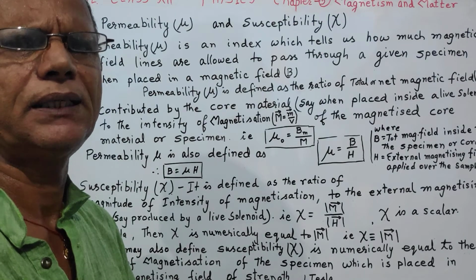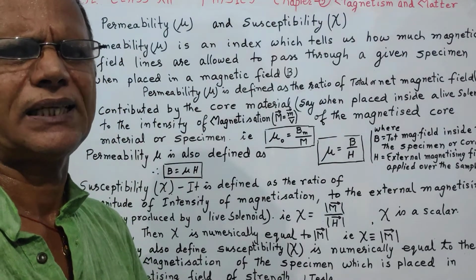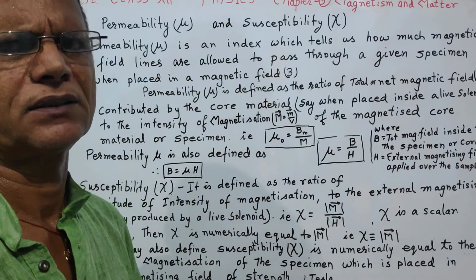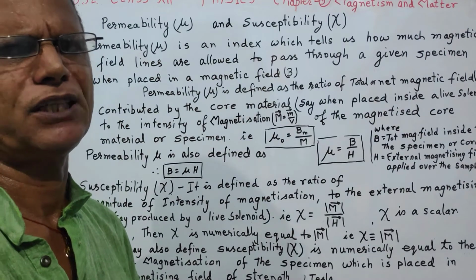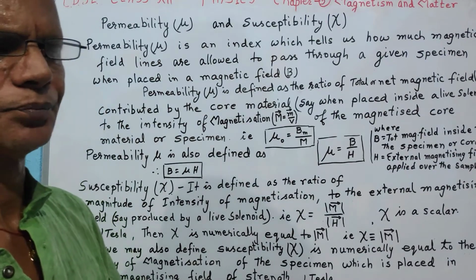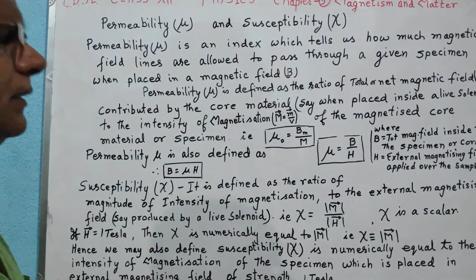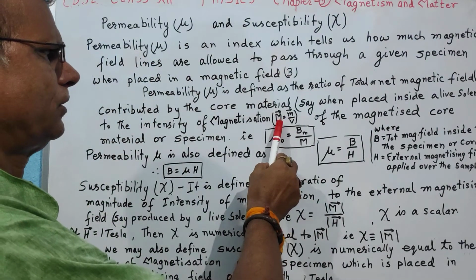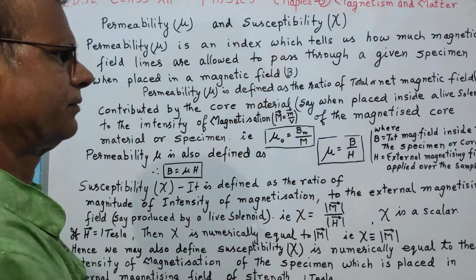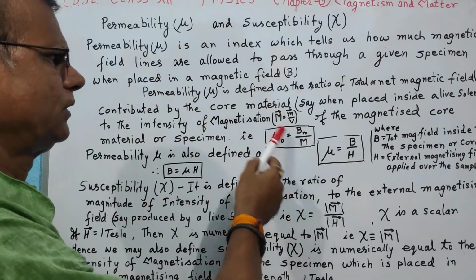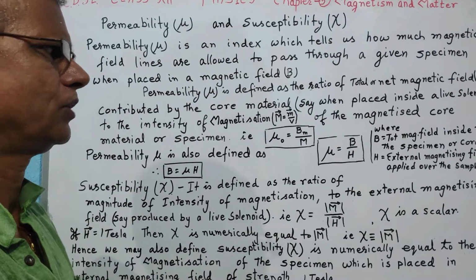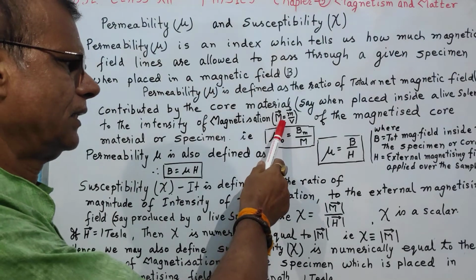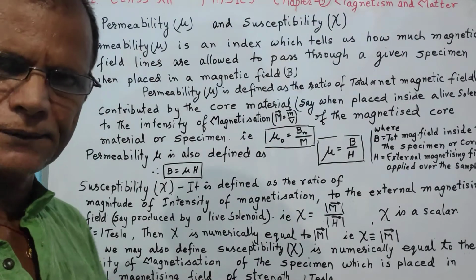Permeability of any medium is an index which tells us how many magnetic field lines are allowed to pass through the specimen or the sample when it is placed in an external magnetizing field. And mathematically we derive it as the ratio of intensity of total magnetic field produced by the core material to the intensity of magnetization produced in the core material. We have already learned what intensity of magnetization is.